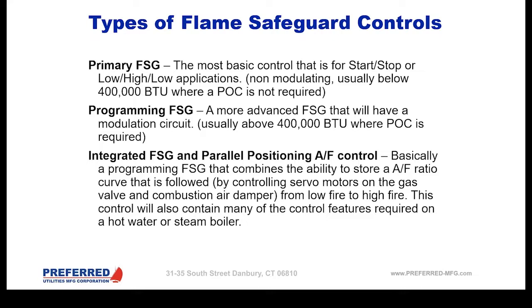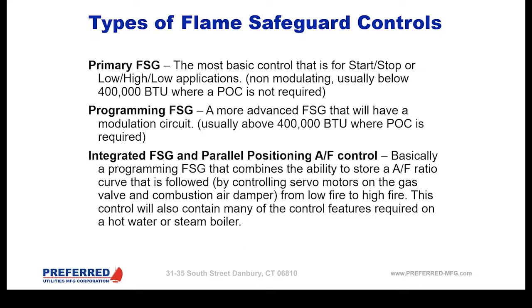So when it comes to Flame Safeguard, there's different types, okay? When you'll hear the term primary Flame Safeguard, that's the most basic control. And it's basically designed to just start and stop a burner that may be just a single firing rate type burner, or it could be actually set up to do like a low, high-low application, non-modulating, usually below 400,000 BTU, and it's where proof of closure on the fuel valve is not required. That's where the majority of the primary Flame Safeguards will be applied.